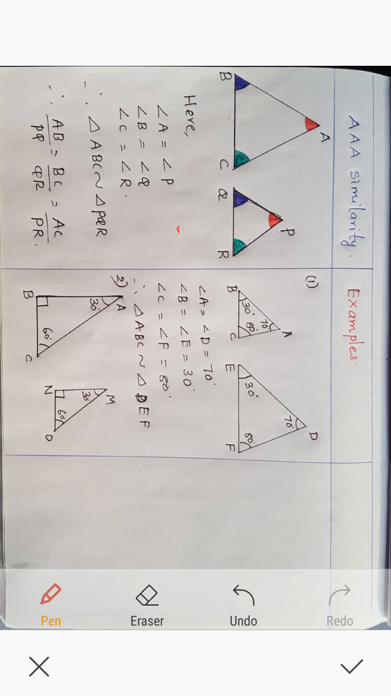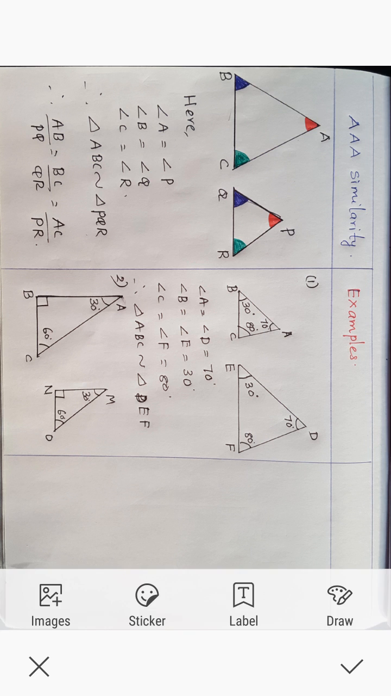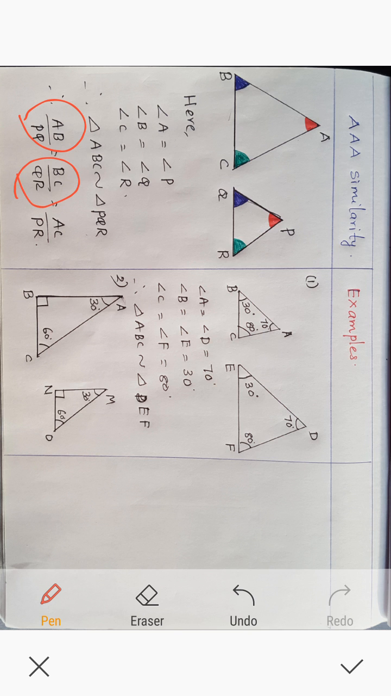See, here AB, its corresponding side is PQ. BC, its corresponding side is QR. AC, its corresponding side is PR. Ratio of the corresponding sides means AB by its corresponding side PQ, BC by its corresponding side QR, AC by its corresponding side PR. So, the ratios of the corresponding sides are equal. That means AB by PQ equal to BC by QR equal to AC by PR.